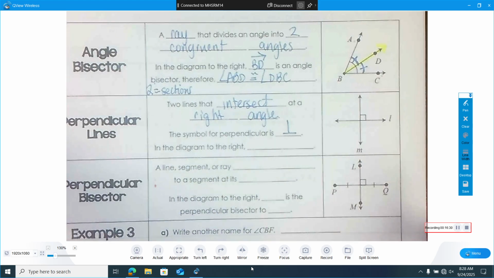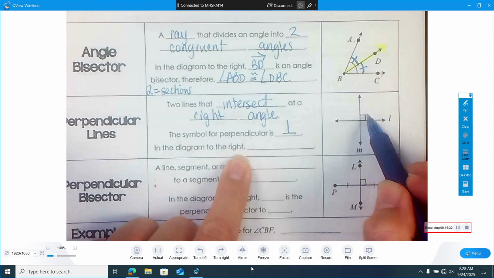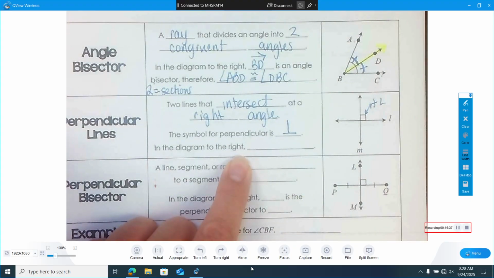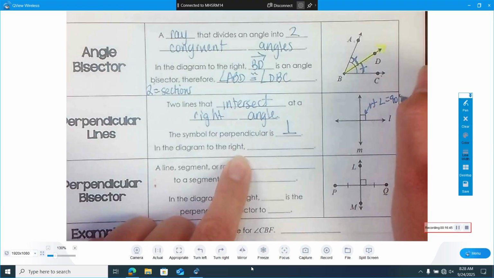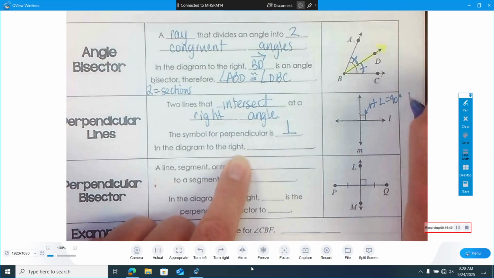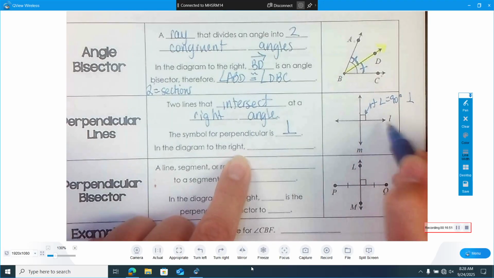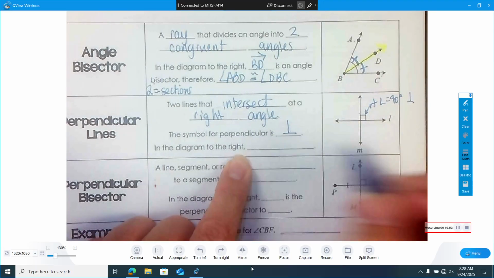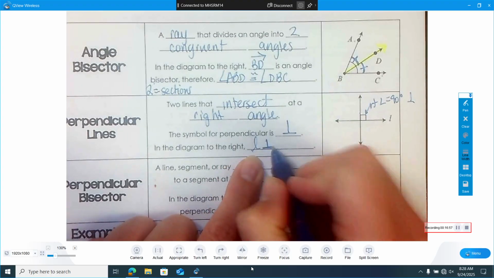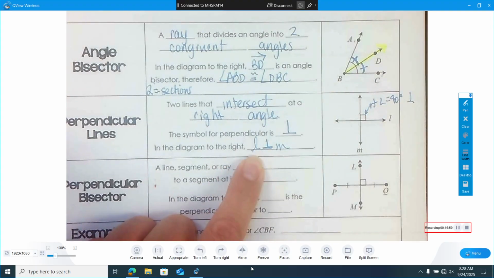In the diagram to the right, we have a right angle. So right there is a right angle. That's that marking. That's the symbol to tell us. If it's a right angle, what's its measure? 90 degrees. A right angle is 90 degrees. And it also means if we have a right angle, then we have 2 perpendicular lines. So in the picture to the right, line L is perpendicular to line M.